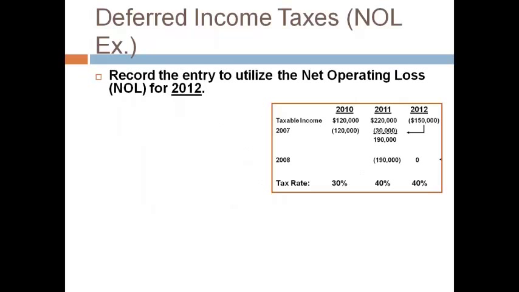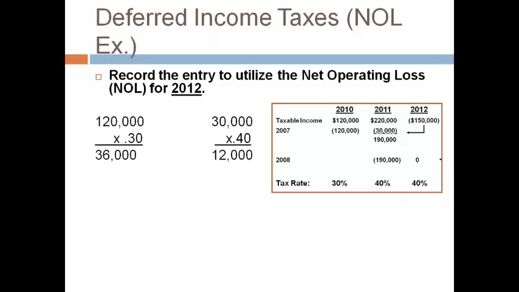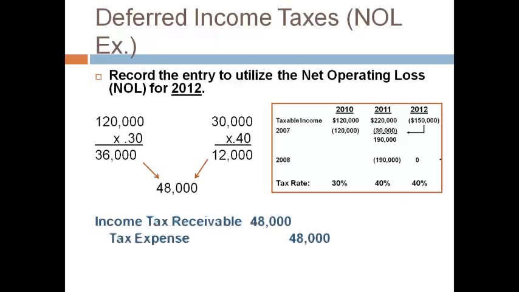The refund is received at the same tax rate that the taxes were previously paid. The 2010 amount of $120,000 is multiplied by the 2010 tax rate of 30% to determine the 2010 refund. The $30,000 offset in 2011 is multiplied by the 2011 tax rate of 40% to determine the refund amount. The 2 years added together are recorded to income and tax receivable.